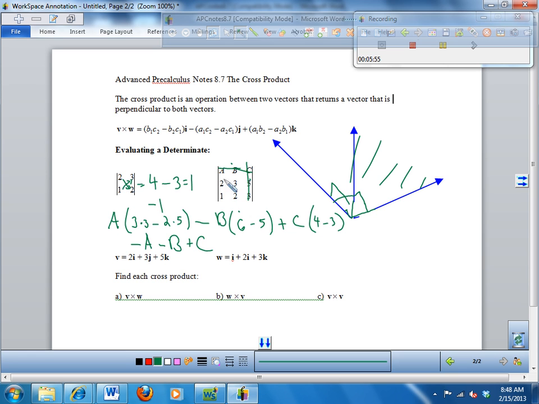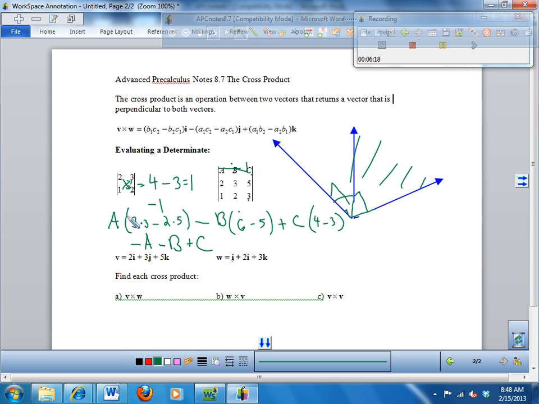Yeah, I just multiplied. So for B, it's 2 times 3, right? Which is 2 minus 1 times 5. I did that. That's the best way I can make it. Okay, so that's how you figure out a determinant.